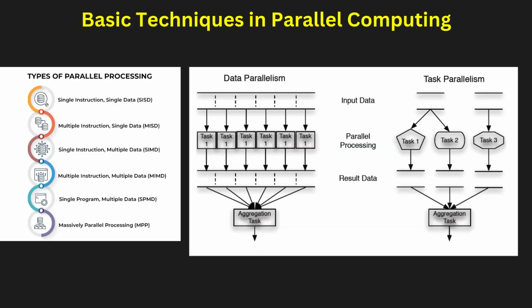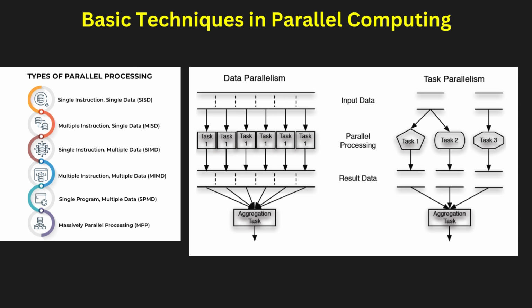So now, basic techniques in parallel computing. Parallel computing uses various techniques to break down the tasks and execute them efficiently. One fundamental approach is task parallelism, where different tasks run independently on multiple processors. Another technique is data parallelism, which involves applying the same operations to multiple data elements simultaneously. The efficiency of parallel computing is measured using speedup, efficiency, and scalability. An ideal parallel system reduces the execution time while also utilizing the resources effectively.